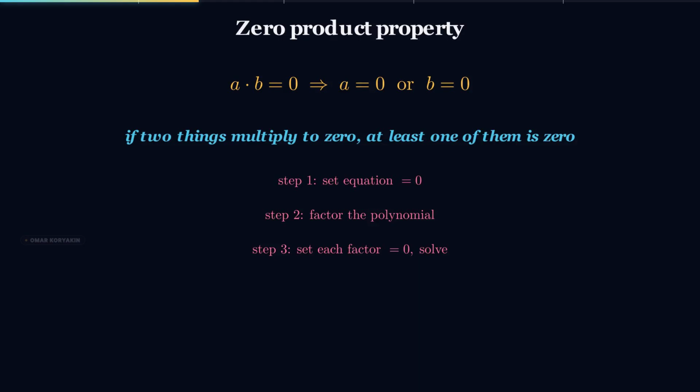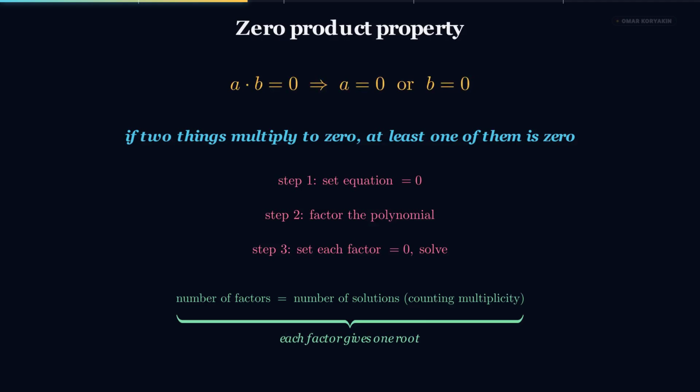The recipe for using the rule is 3 steps. Step 1, get the equation into the form polynomial equals 0. If the equation has things on both sides, move everything to one side. Step 2, factor the polynomial completely. Use the GCF and pattern techniques from the last 8 lessons. Step 3, set each factor equal to 0 and solve those tiny linear equations one at a time.